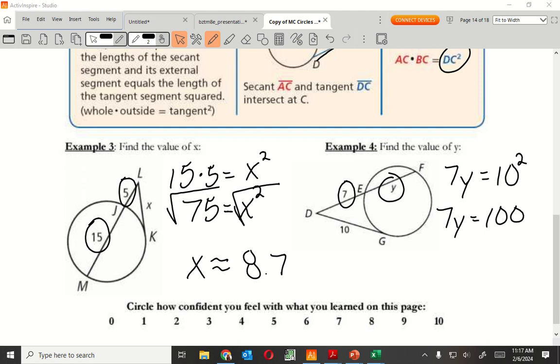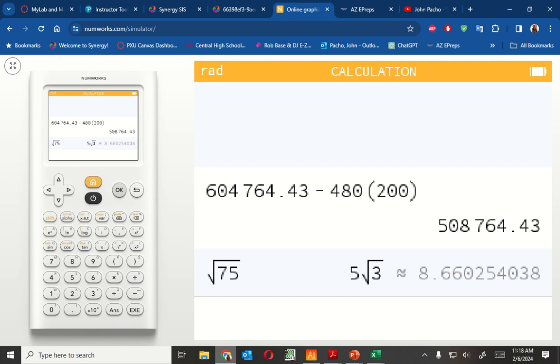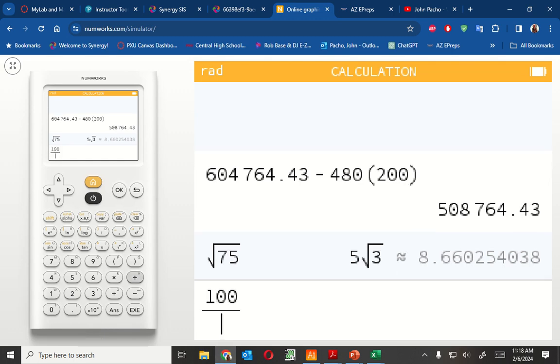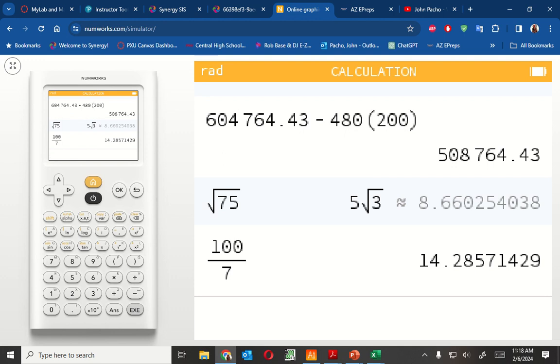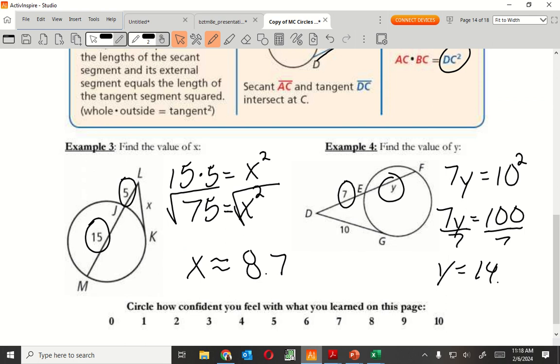Okay, so now if I want to get my y by itself, I have to do what to both sides? Divide. Very good. Because it's 7 times y, and to undo the multiplication, I divide. Divide both sides by 7. Y is 14.3. There you go, 14.3.